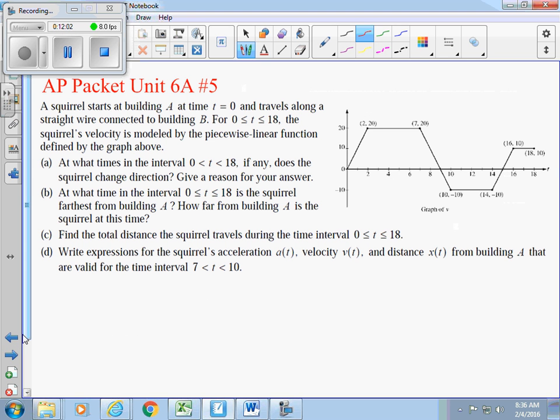One more. And then we will have some work time. A squirrel starts at building A at time 0 and travels along a straight wire connected to building B from 0 to 18. This is the squirrel's velocity. Remember to always pay attention to what graph they give you. And it says it's a piecewise linear function. This is velocity. Yep. Graph of V. Which, if you didn't know that, it says it in the problem.